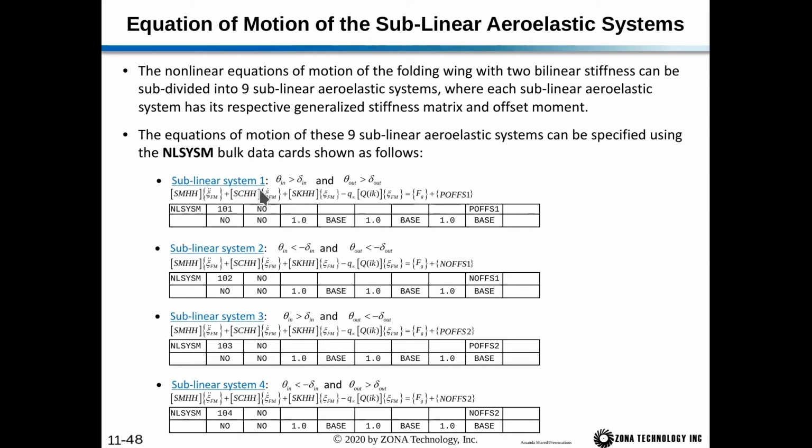Our sublinear system 1 is where theta in is greater than delta in and theta out is greater than delta out. So in this case, we need to apply our offset, and then we have our nominal KHH matrix. So this base here refers to the fact that we use our nominal mass, damping, and stiffness matrix, and we're just applying the positive offset moment. When theta in is less than negative delta in, and theta out is less than negative delta out, then we use the negative offset.